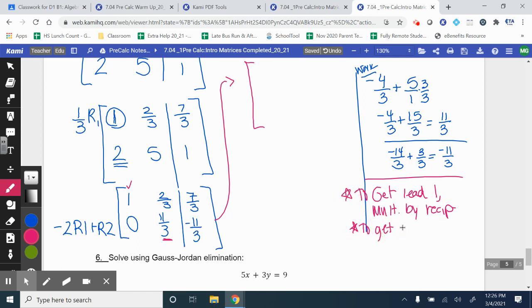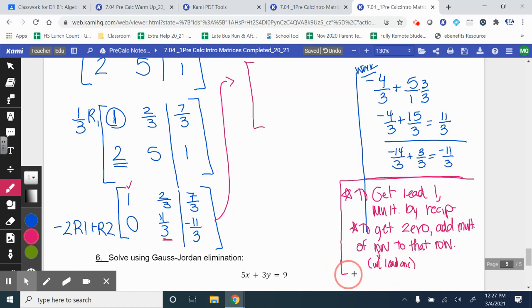To get a 0, you're going to add a multiple of one row to the other. I don't want to get too confusing in this part right here. So just add a multiple of a row to that row. And the row that you should be multiplying by should always be the row with your lead 1. Add a multiple of the row with your lead 1 to that row.